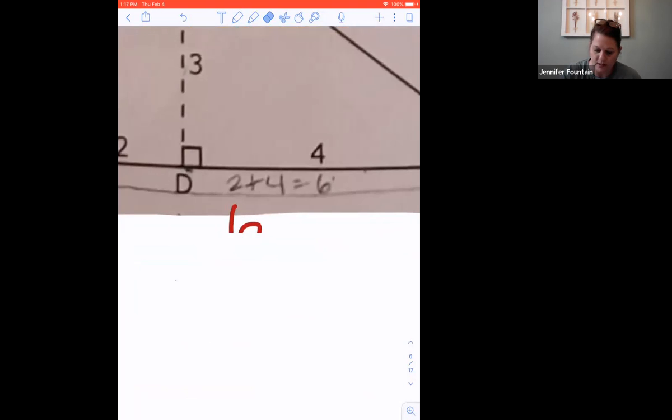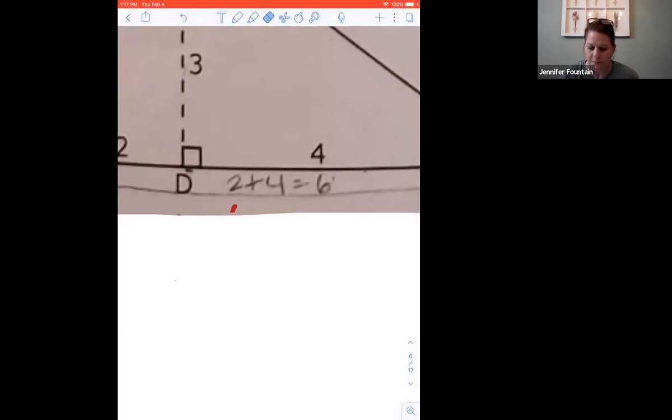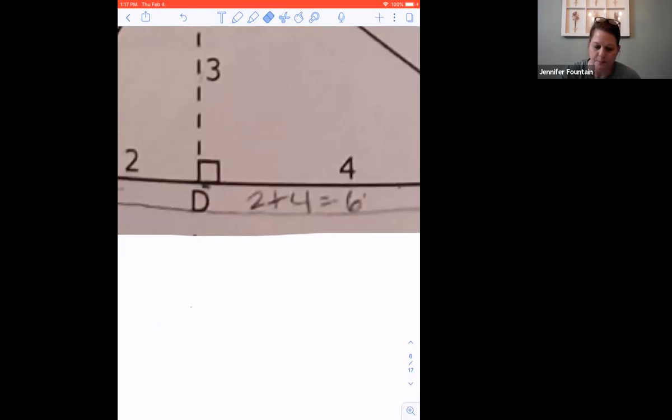I can get that 6 to erase without getting the whole thing to go away. Nope. Okay. There we go.